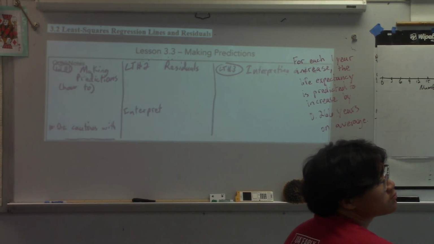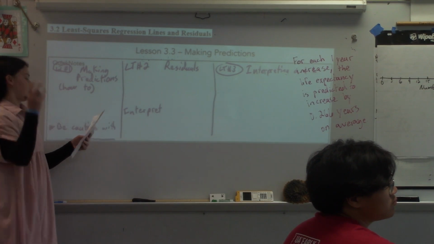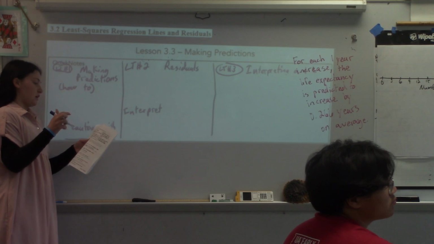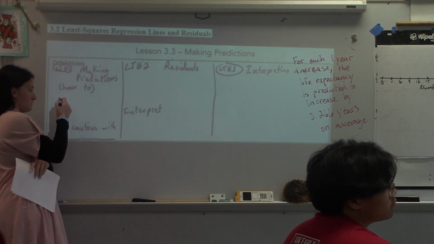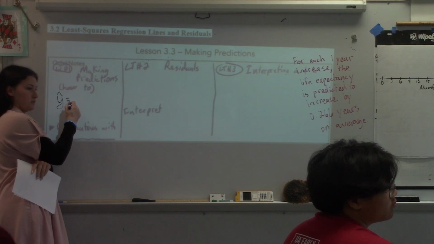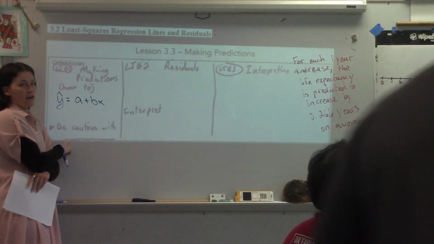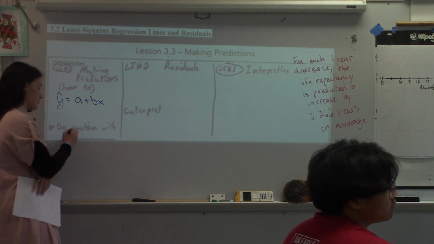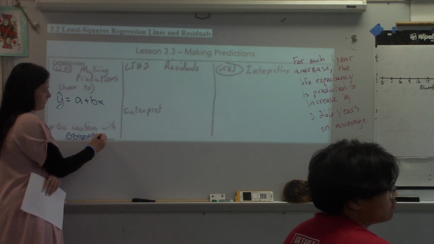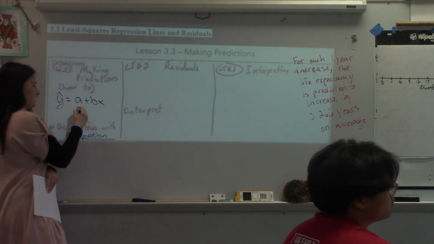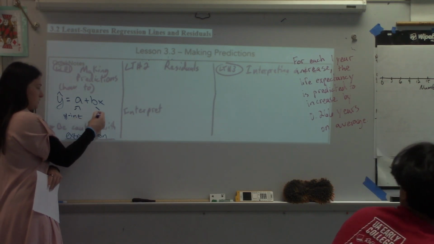So it's lesson 3.3, making predictions, the Barbie page. How do we make our predictions? Y hat equals A plus BX. Now, be cautious with what? What were we just talking about? Extrapolation. Alright, where A is our Y-intercept and B is our slope.